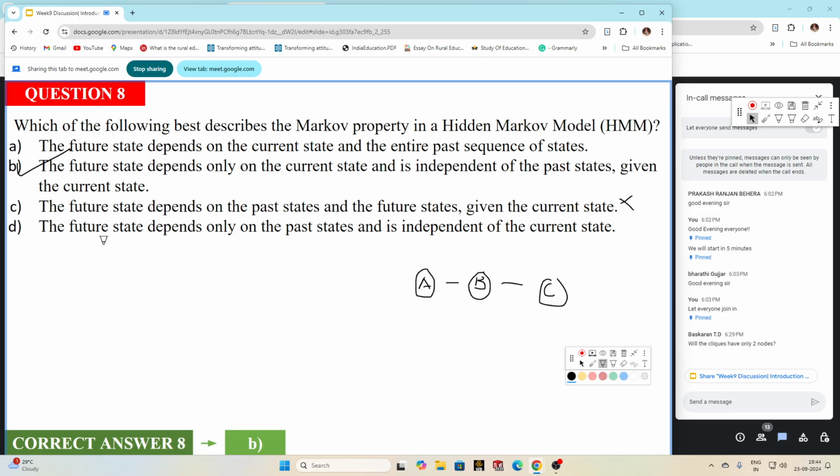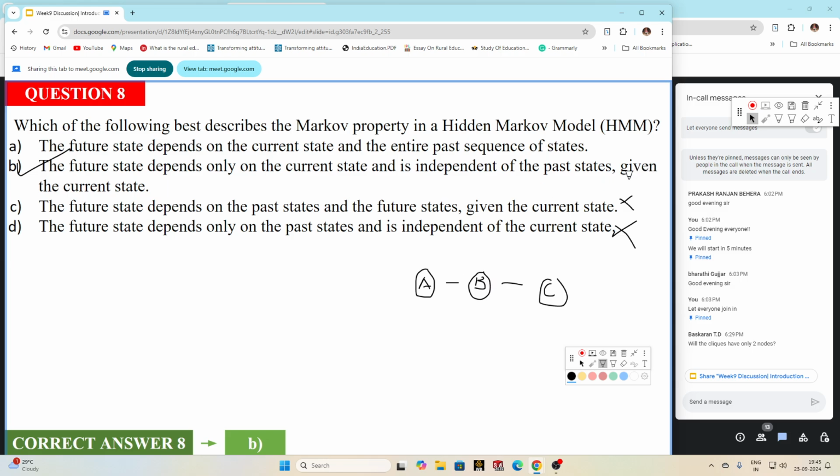The future state depends on the past state: this is false. The future state depends only on the past state means C depends only on A and is independent of the current state. So this is also false. Now what about this? The future state C depends on the current state, that is B, and the current state and entire past sequence of states.